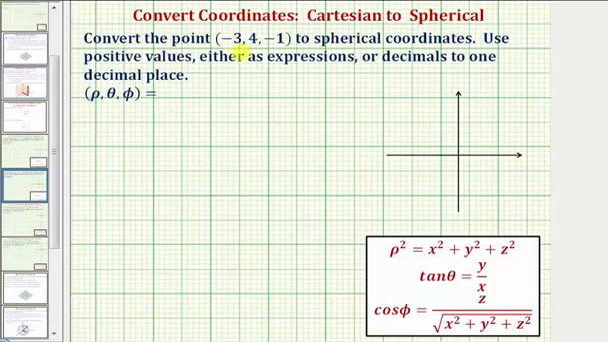We're asked to convert the point (-3, 4, -1) to spherical coordinates. So the given point has Cartesian, or rectangular, coordinates, and therefore x equals -3, y equals 4, and z equals -1. To find the spherical coordinates, we'll need to find rho, theta, and phi using our formulas here below.